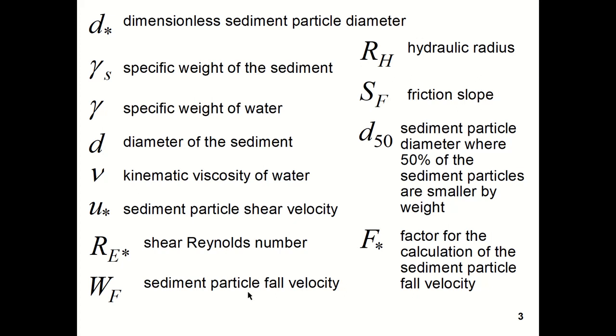W sub f, sediment particle fall velocity. R sub h, hydraulic radius. S sub f, friction slope, which for these examples we're assuming is equal to the bottom slope. D50 is the sediment particle diameter where 50% of the sediment particles are smaller by weight. And F star is the factor for calculation of the sediment particle fall velocity.